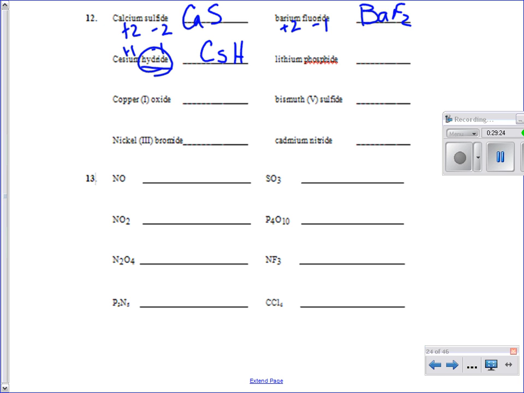All right, lithium phosphide. +1, -3, what's the formula? Li3P. All right, copper 1 oxide. What is that Roman numeral telling us? The charge on copper. So copper is +1, oxygen is -2, so what's the formula? Cu2O. Good.